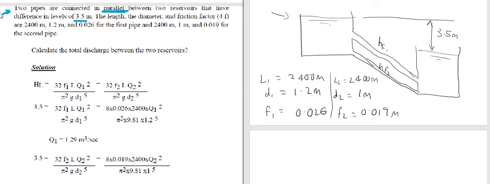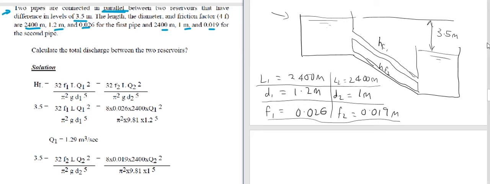So what do we know? We're given the length, diameter, and friction factor for both pipes, and I have written them out here. The length of the first pipe is 2,400 and the length of the second pipe is 2,400 meters. The diameter is 1.2 meters and 1 meter, and then the friction factor is that.